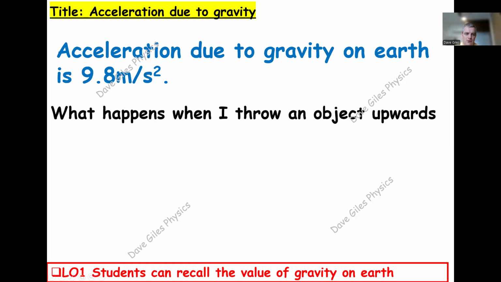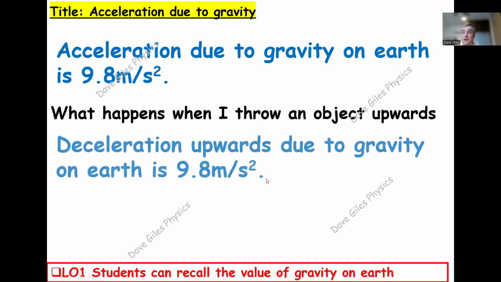So what happens if I throw a ball upwards? Well, then it's decelerating because it's always accelerating towards Earth. So if you're throwing it upwards, the velocity is up, the acceleration is down. So we'd say it's decelerating upwards due to gravity on Earth, but it's still the same value, 9.8 meters per second squared.